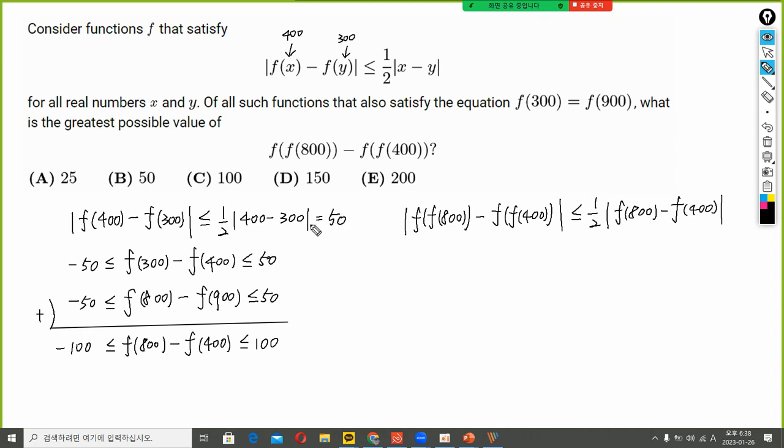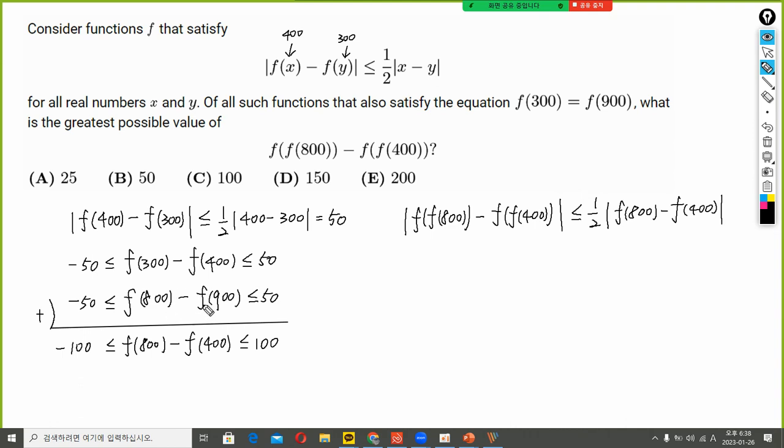So if we open the absolute value, the actual value is between minus 50 and positive 50. And we can do the same thing with 800 and 900. And because this is absolute value, the order between 300 and 400 or 800 and 900 doesn't matter.